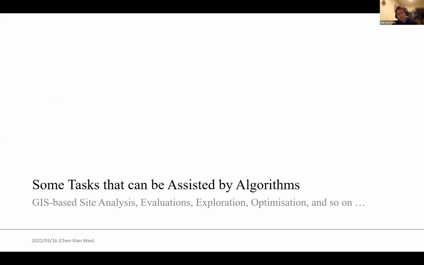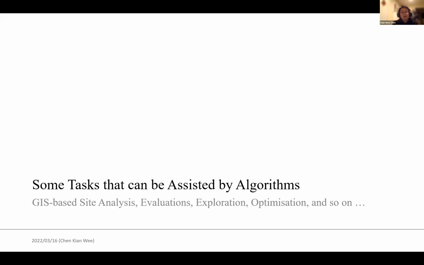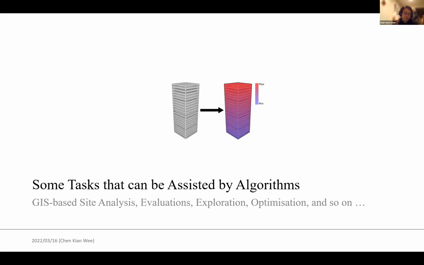So some tasks that can be assisted by algorithms are like site analysis. If you make use of a GIS system, you can get base maps and so on, or geospatial data from the Open Singapore data portal, and you can actually do a lot of analysis quickly with a GIS system and with all the tools available, Grasshopper, Dynamo, and so on. Evaluation, of course, is modeling a design and then sending it to a simulation, and then evaluating it and understanding how your design is performing. Likai's presentation actually showed a lot of that.